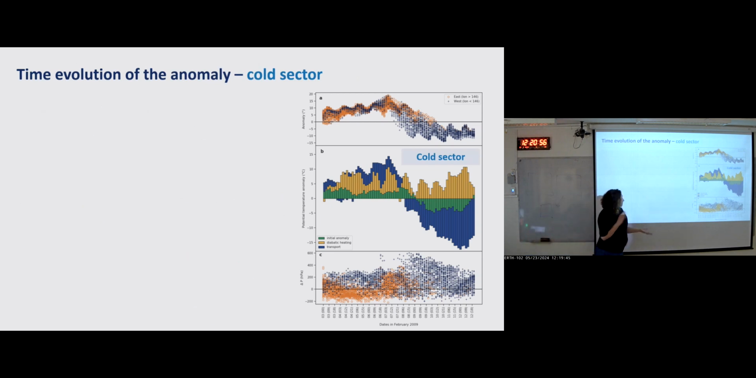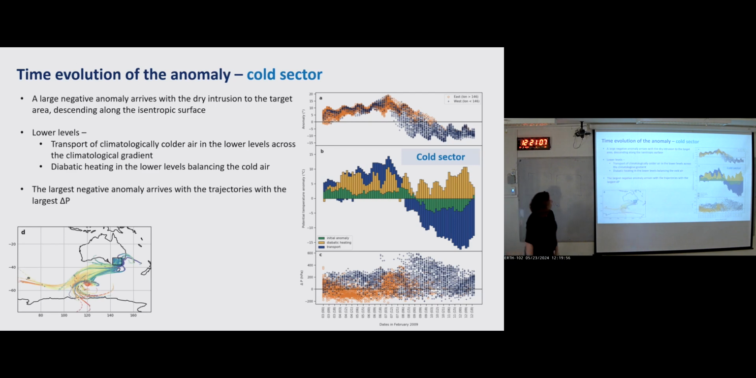Okay. Now if we go to the cold sector, we see that everything kind of changes. We still see the positive diabatic changes. This is positive diabatic contribution, and these are from the low-level flows. Actually, what they do is balance this really, really cold transport of the air close to the surface. This part here is mostly a contribution of the low-level flow that's going underneath these trajectories. The contribution of the dry intrusion is mostly the negative anomaly.